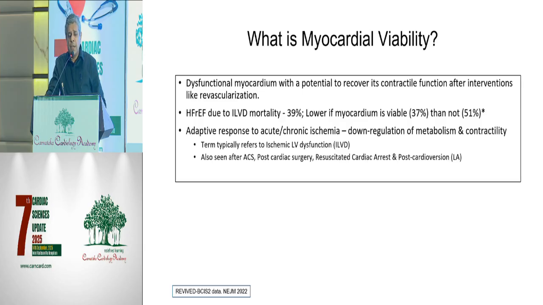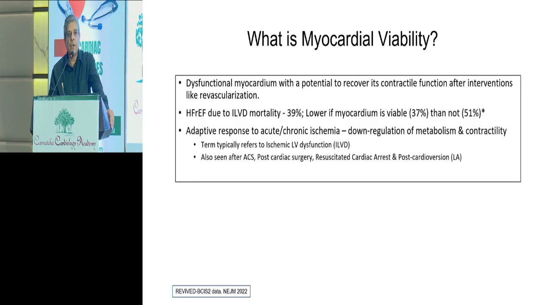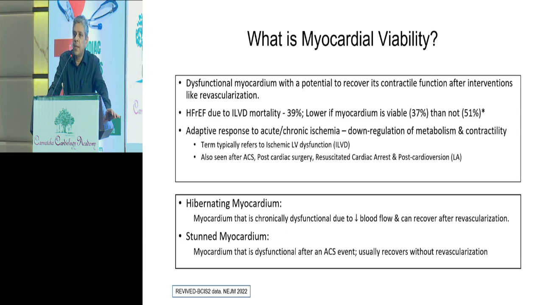It's an important issue because we know that heart failure with reduced ejection fraction has a high mortality. Out of that, if the myocardium is viable and if the patient is treated well, the mortality reduces. So therefore, it's important for us to know whether the ischemic ventricle has myocardial viability. We talk about two different types of viable myocardium. One is hibernating myocardium, where there is chronic dysfunction of the LV muscle because of reduced flow. And this often recovers after revascularization.